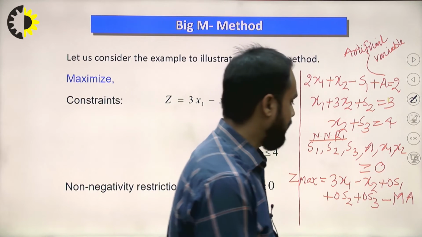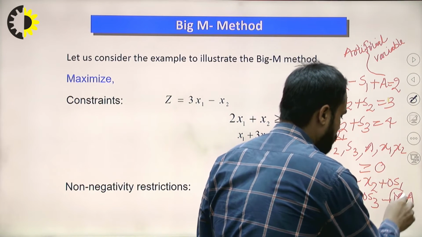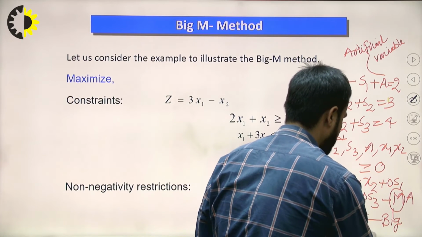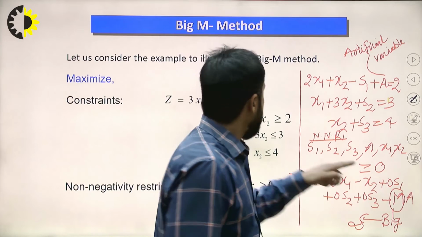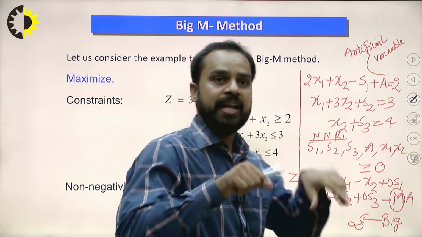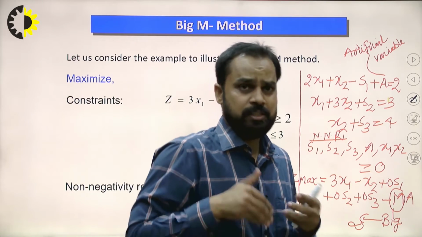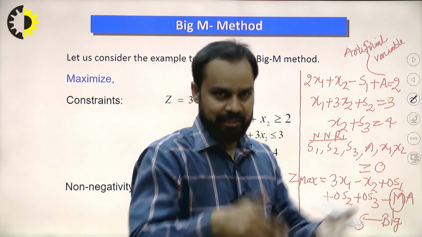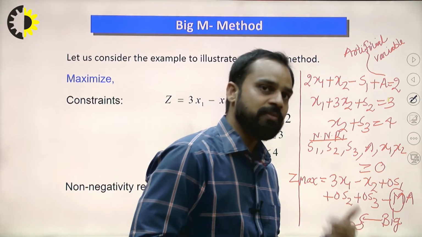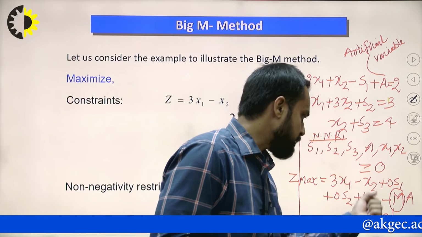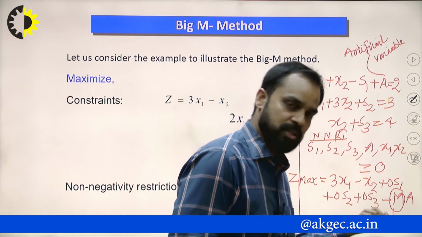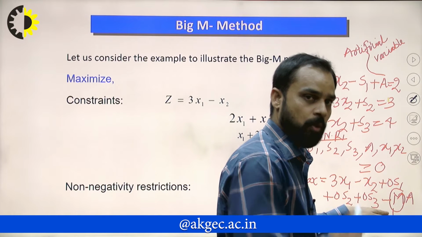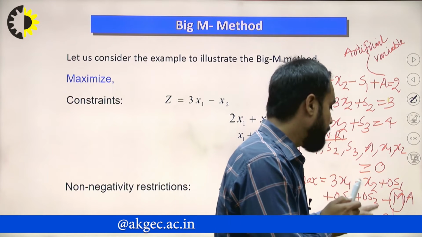Why am I taking this value? This M represents a very big value, Big M, up to infinity. Big M means a very big value, moving toward infinity. That's why it is known as the Big M method. So the artificial variable is always introduced with respect to this M in the objective function, and I am taking this value negative. Keep in mind the problem belongs to maximization, so I am taking minus M.